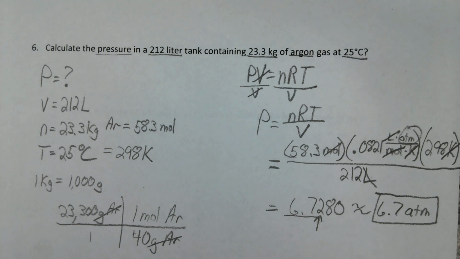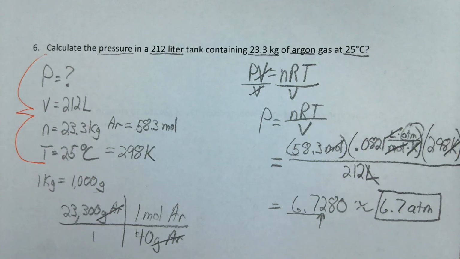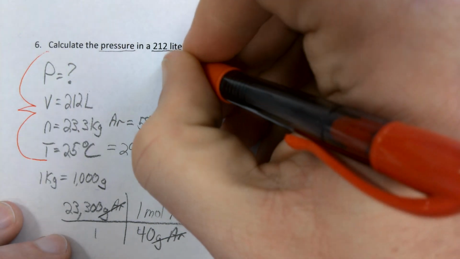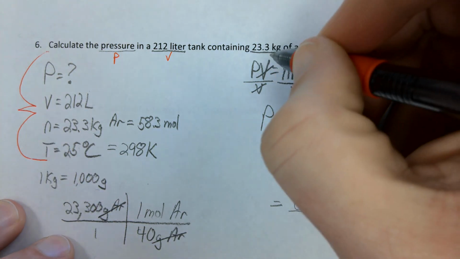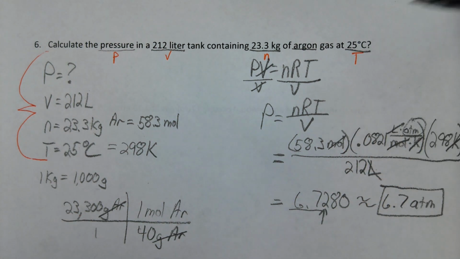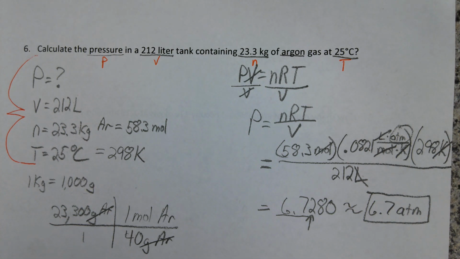So this is what I want to see. Things I'm looking for grading wise. I want to see you identify the variables, and you can just underline like I did and say this is V and this is P, this is N, and this is T. That would be acceptable, or you can write them out over here. Either way, as long as you identify the variables.